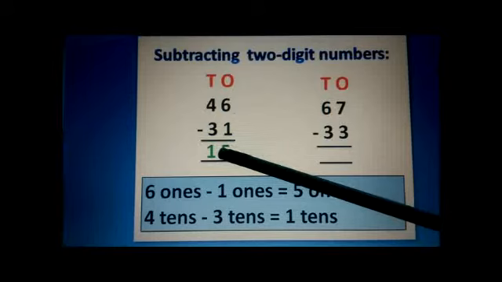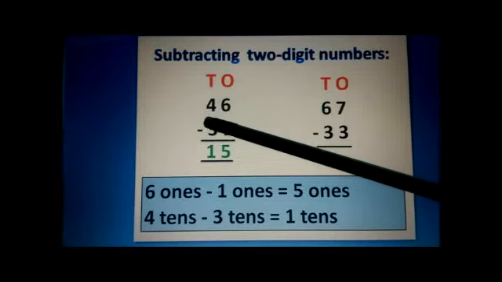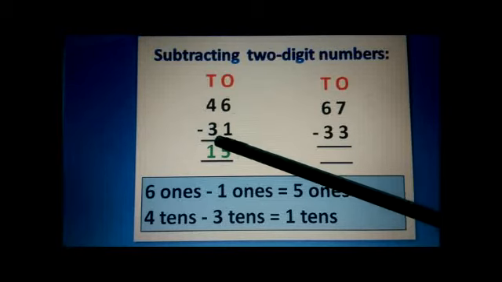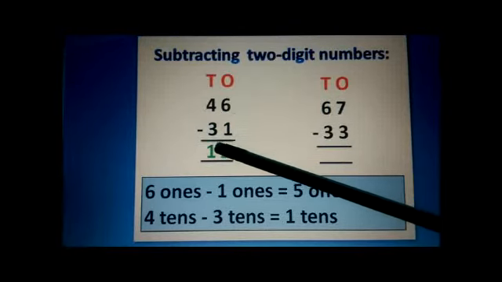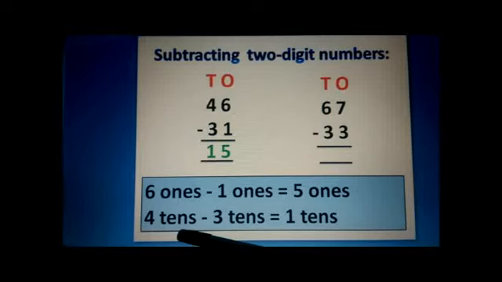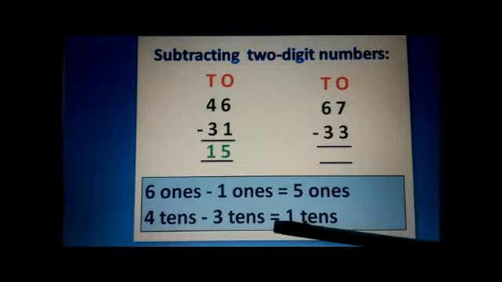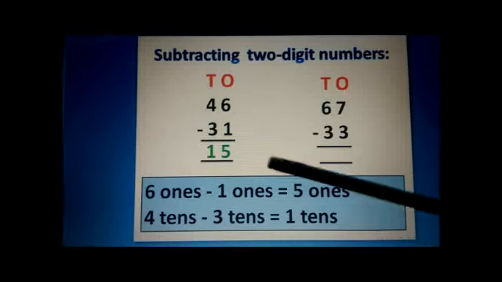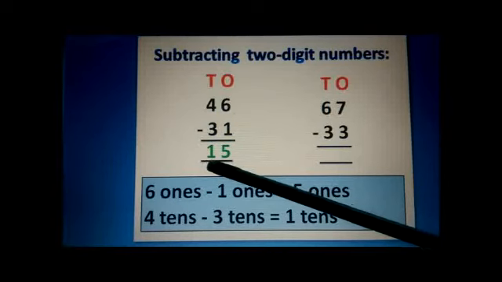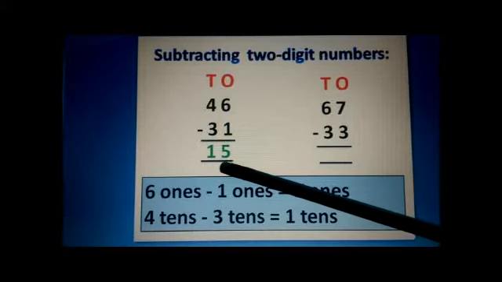What is the value of tens? 4 minus 3. Now what is the answer of 4 minus 3? 4 tens minus 3 tens is equal to 1 tens. So we can write 1 in the place of tens value. Done class? Now we have another example.